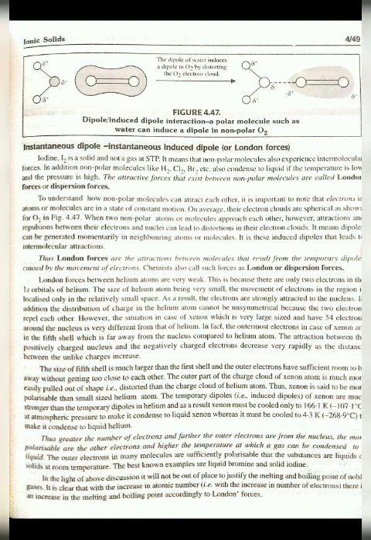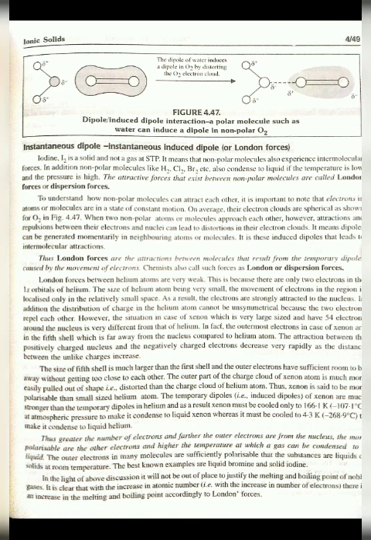However, the situation in the case of xenon, which is very large and has 54 electrons around the nucleus, is very different from that of helium. In fact, the outermost electrons in xenon are in the fifth shell, which is far away from the nucleus compared to the helium atom. The attraction between the positively charged nucleus and negatively charged electron decreases very rapidly as the distance between the unlike charges increases. The size of the fifth shell is much larger than the first shell, so the outer electrons have sufficient room to move away without getting too close to each other.